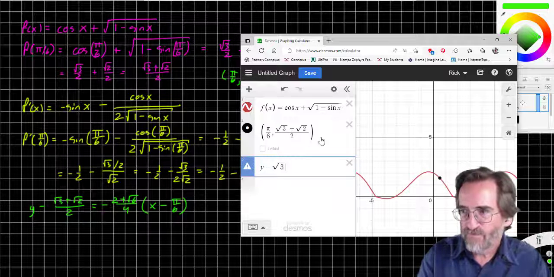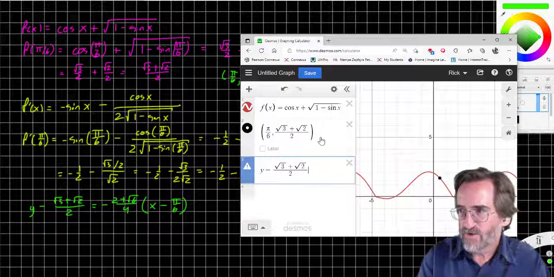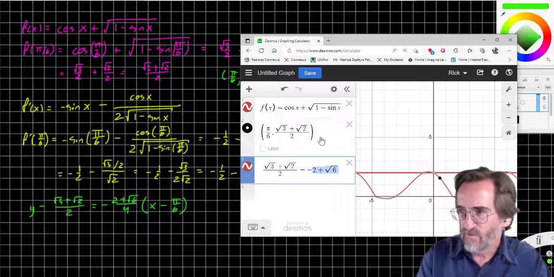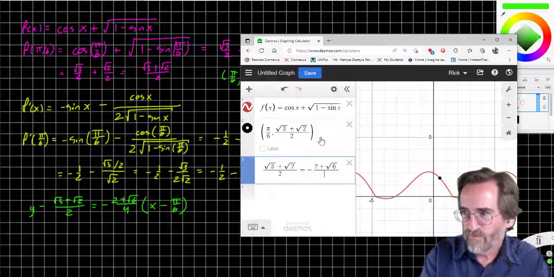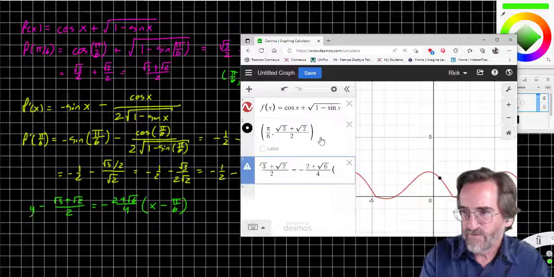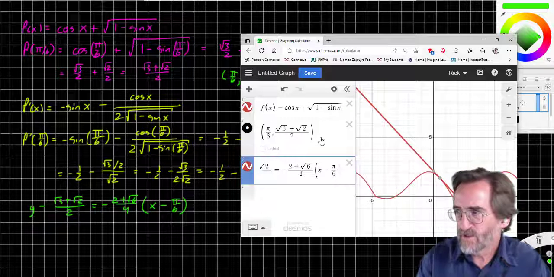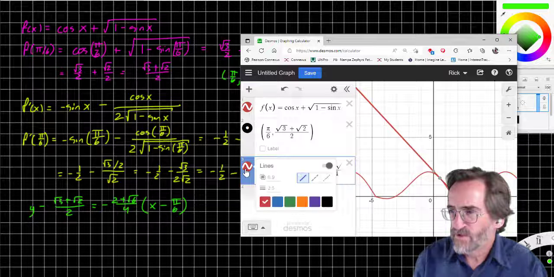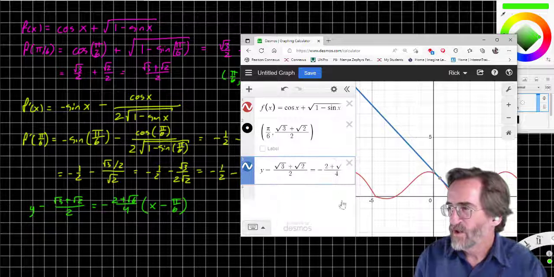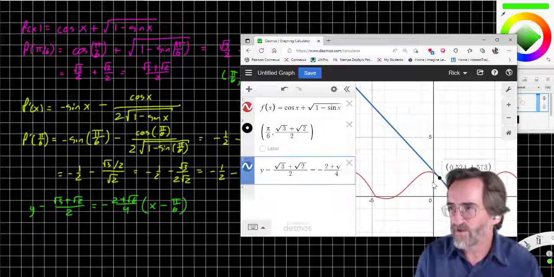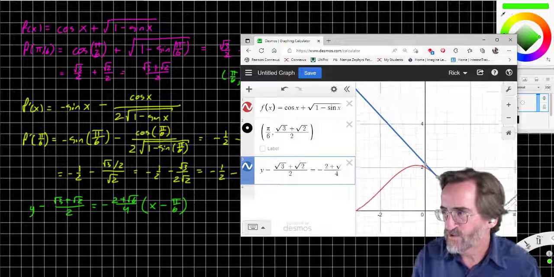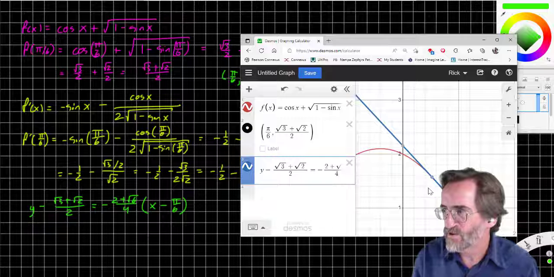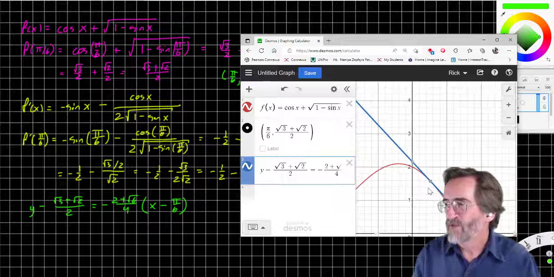Square root 3 plus square root 2 divided by 2 equals negative 2 plus square root 6 over 4 times x minus pi over 6. Okay, and not interested in having that be the same color. There we go. All right, and it seems to do what it was supposed to do. It goes through the point that we gave, and it is tangent. If we zoom in, it seems to touch that function right there, only there. Okay, so that is tangent.